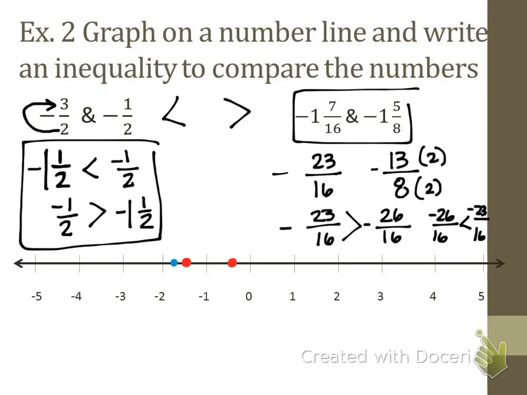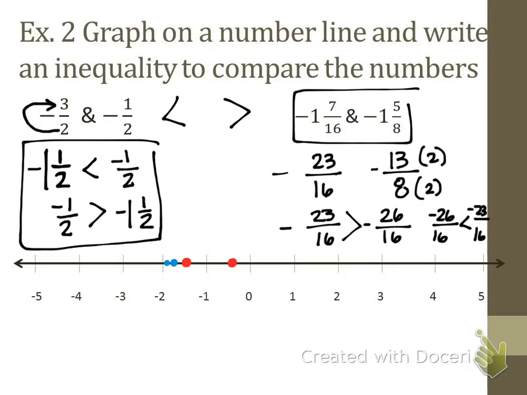Okay. And then negative 1 and 5/8. We know that that one was smaller. So it's going to be just a little bit farther that way. All right.